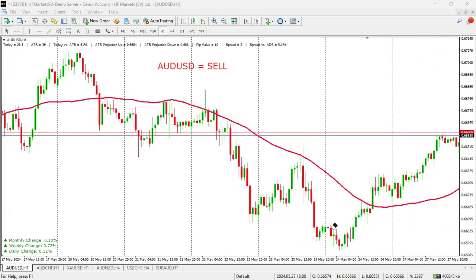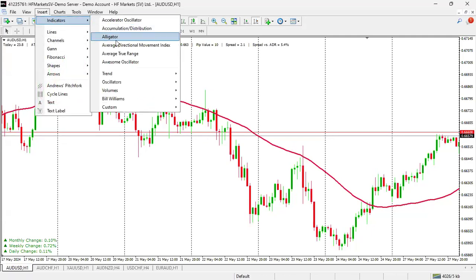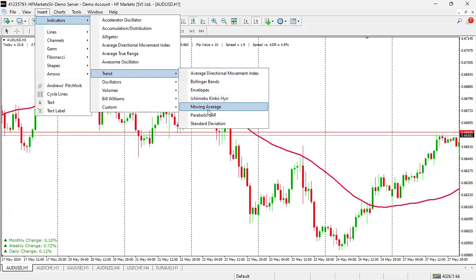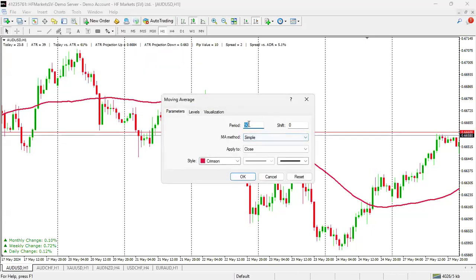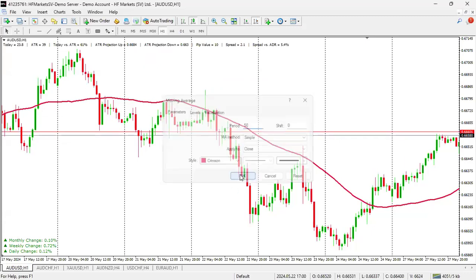Now, the moving average I'm using on the screen is actually the 50 moving average, which is the one I'm going to be recommending to you. You could use some other ones, but we use the 50 moving average. If you want to set up your 50 moving average, you just press insert, indicators. On the trend, you'll find moving average. It's just 50 and it's simple. We use the simple 50 moving average, all right? Just a simple 50 moving average. When you do that, you press OK and it's gone.